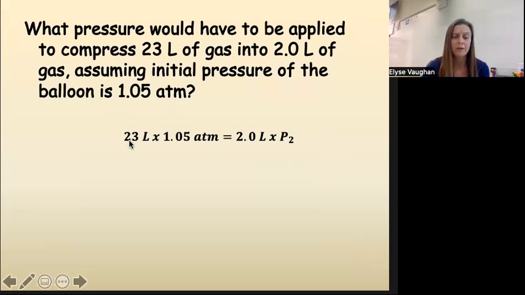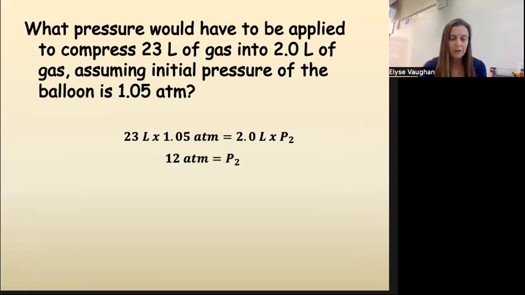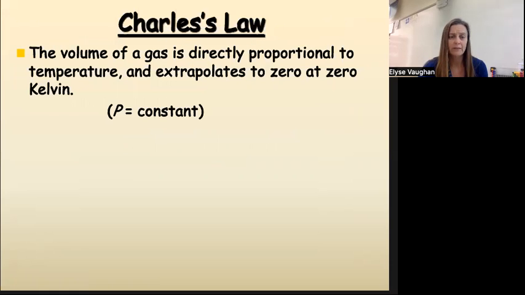So we're going to just plug that in. Volume times pressure is equal to the new volume times the new pressure. And when we solve that, we would find that we would have to increase the pressure to 12 atmospheres. So we'd have to apply a lot of pressure to condense this balloon down from 23 liters to 2 liters. So that's Boyle's Law. Pressure is inversely proportional to volume when temperature is held constant.